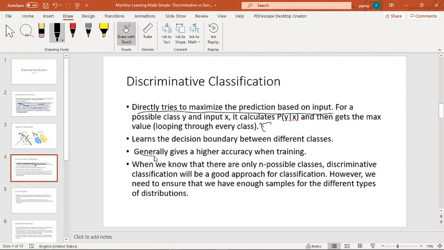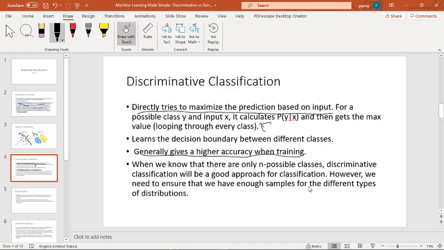But this is important: it does give you a higher accuracy when training in general. You know, there are always exceptions. You always have to look at your problem and then figure out what technique you want to use. And what we have here is basically when we know that there are only n possible classes. So if it's a yes or no question, then discriminative classification might work very well when everything falls under yes or no.